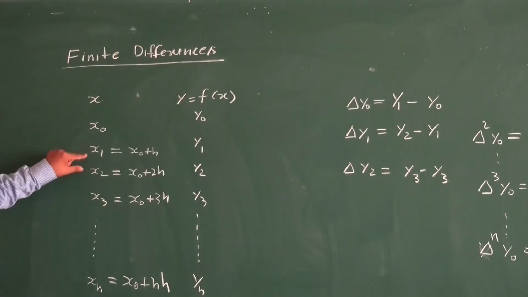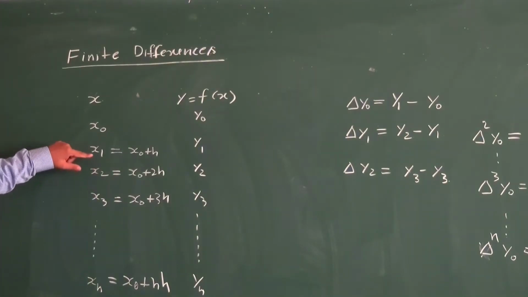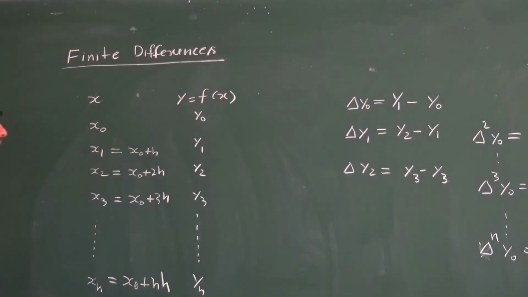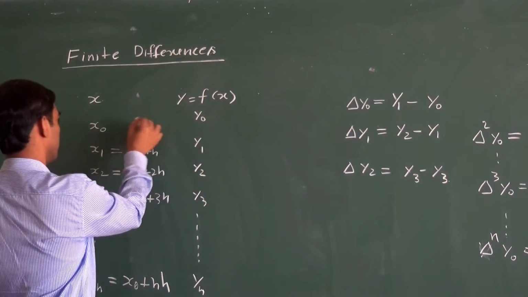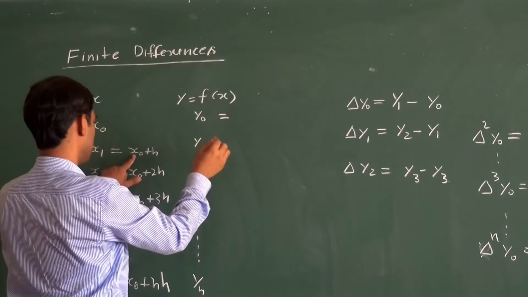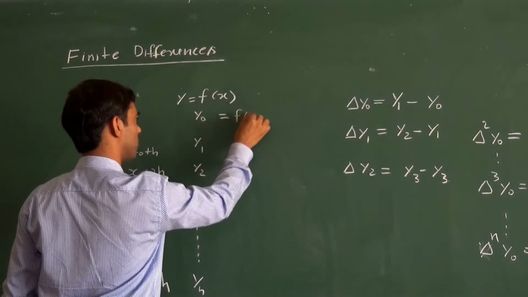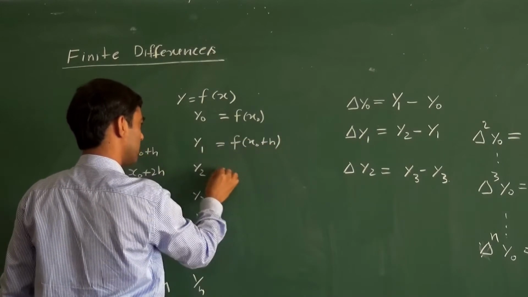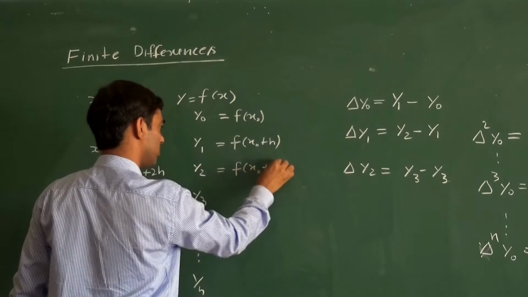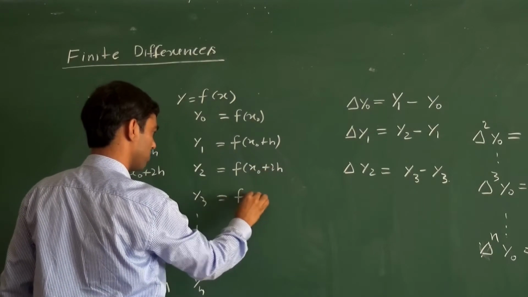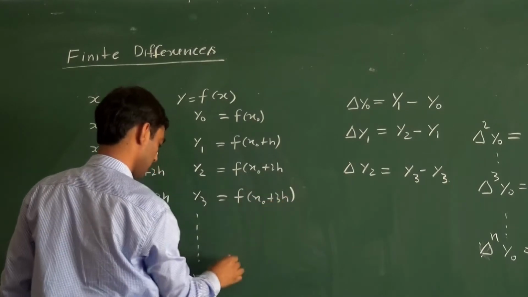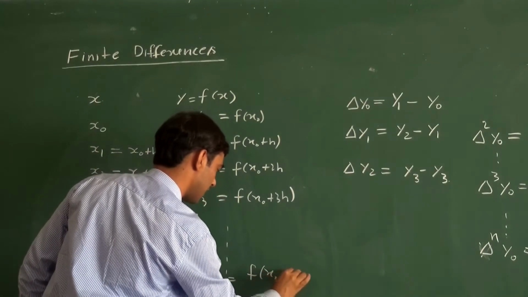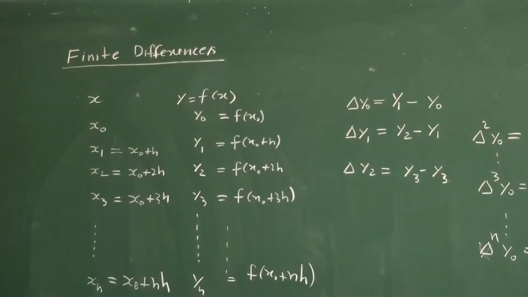Here h is the class interval. If we find the difference x1 minus x0, this is x0 plus h minus x0, which equals h. In a similar manner, in terms of x0, this one is f of x0, this one is f of x0 plus h, this one is f of x0 plus 2h, this one is f of x0 plus 3h, and similarly this one is f of x0 plus nh.